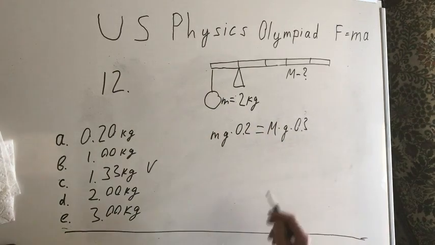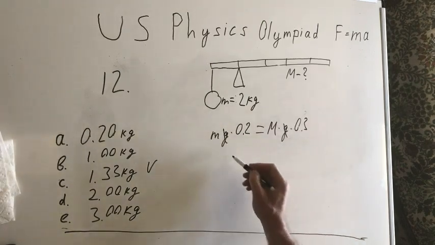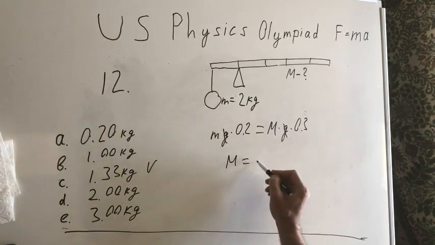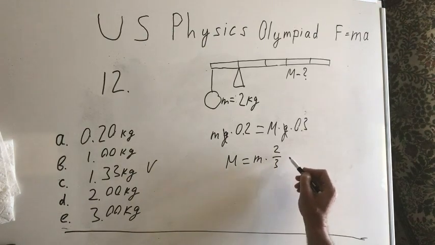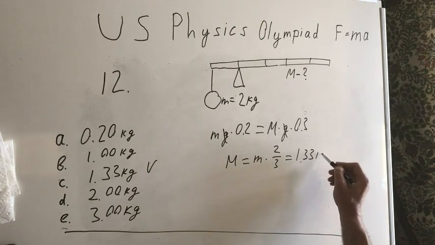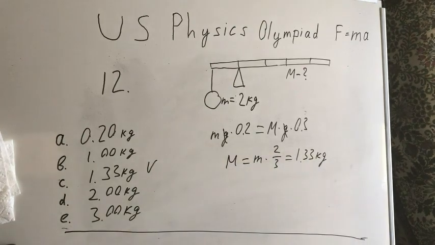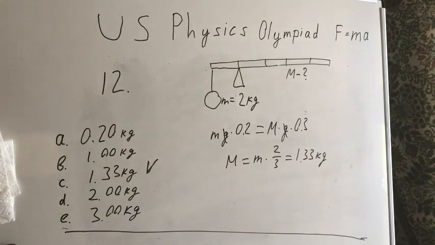So to calculate the total mass M, the big one, that will be m times 2/3, which is 1.33 kilogram. So from here we have C, correct answer.